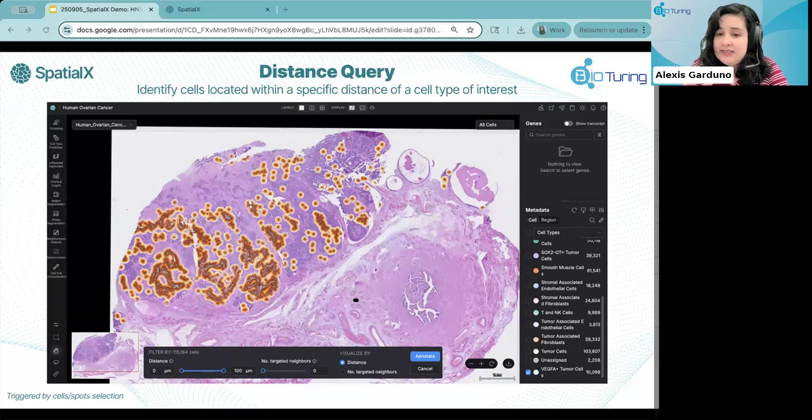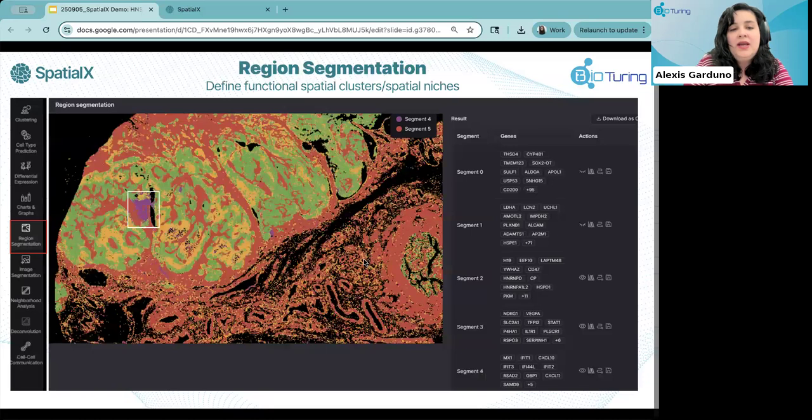So that's the idea: how can we compute that distance? What is the nearest anchor from that cell? And can we use different thresholds to look at different distances? For example, 20 or 20 to 50. Those are things that you can apply within SpatialX to understand and answer that question.